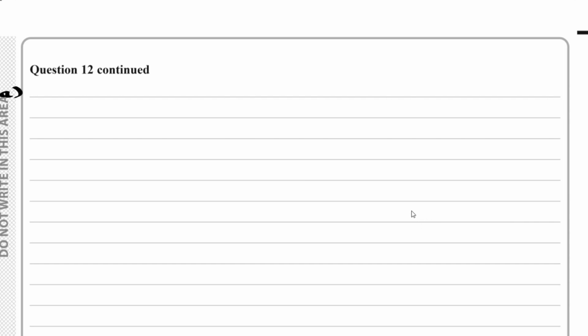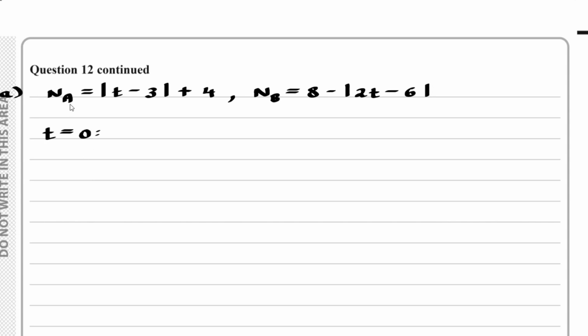So for part A, we are given what NA is and what NB is. Now because we are looking at the initial difference, we need to think about what happens when t is 0. And when t is 0, NA is equal to the mod of negative 3 plus 4, which is 7, so NA is 7. And when t equals 0, NB is equal to 8 subtract the mod of negative 6, so we have 8 subtract 6, which is 2. So NB is 2.